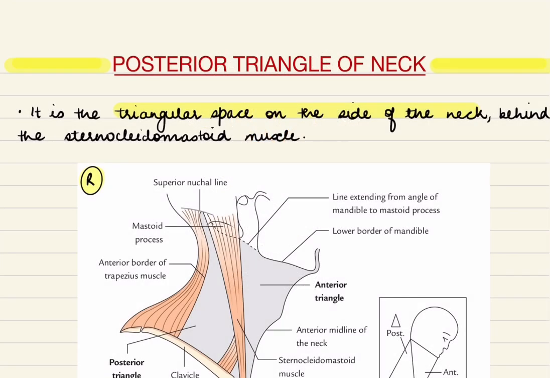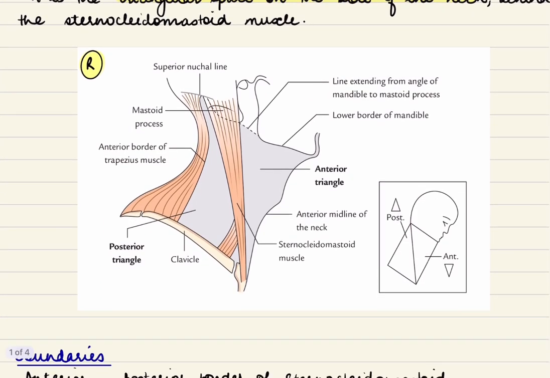Let us discuss the anatomy of the posterior triangle in this lecture. The posterior triangle is a triangular space on the side of the neck which lies behind the sternocleidomastoid muscle. As you can see in this diagram of the right side, this is the sternocleidomastoid muscle, and this is the trapezius muscle. The posterior triangle lies between the two.